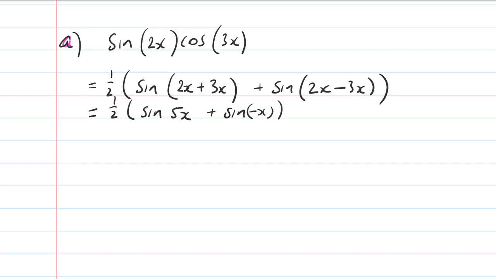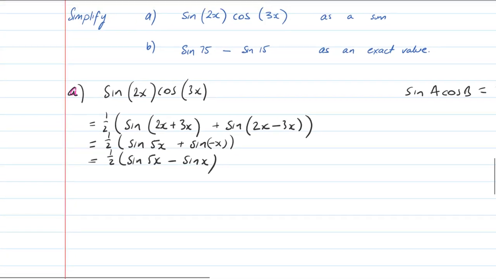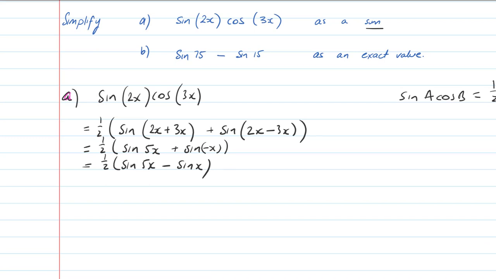And of course, you might recall, sine is an odd function. So that means sine of a negative value is equal to negative sine of the positive version. So I can write this down as sine of 5x minus sine of x, which is just a little bit nicer. So this is our simplification here. It says write it as a sum. We've written it as a sum. Yes, there's a negative there, but this is a sum.